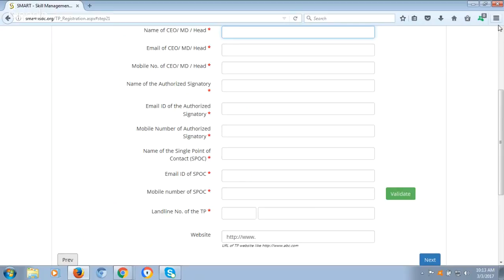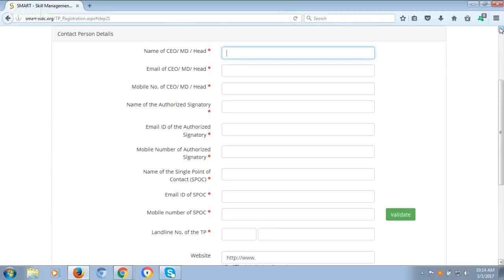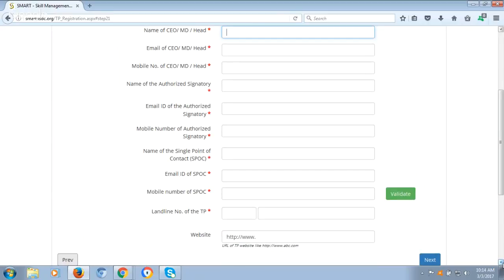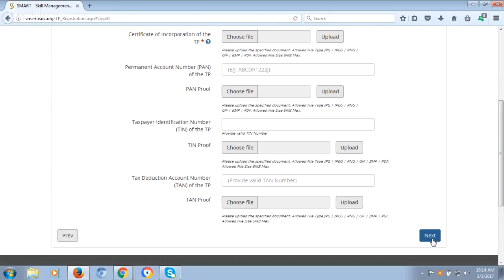I will not fill the whole form for you, because again you have to give contact person details, and the name of the head of the organization is to be filled there. What is most important is the name of the single point of contact. The single point of contact is a person with whom affiliation agencies and all outside agencies will make contact. So this has to be a nodal officer. His name, email and mobile number have to be filled, plus the landline number of the organization, sector skill council, or your own organization. I will not fill the whole form, but I will give you detail on how it proceeds.